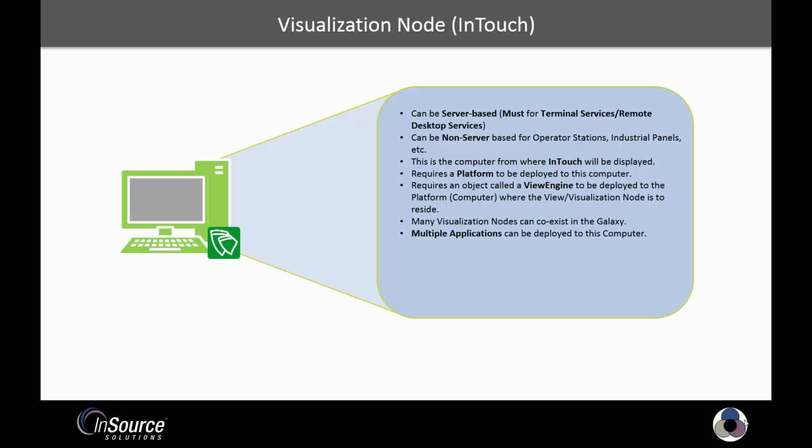And multiple InTouch applications can be managed through one Galaxy and pushed out or deployed to multiple computers. So one computer can receive an application from the Galaxy for a water application and for a wastewater application. However, I cannot view them both at the same time unless I'm using terminal services and ACP.